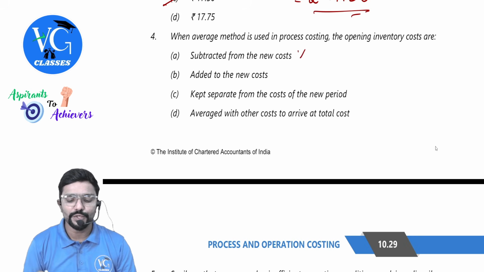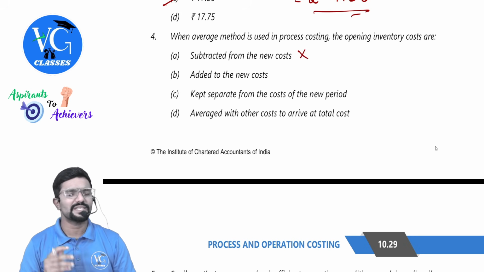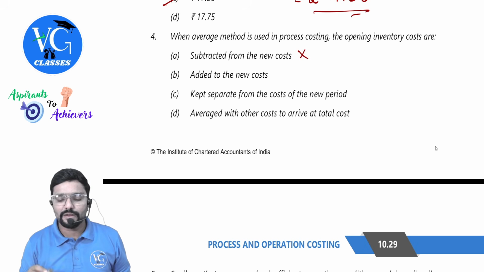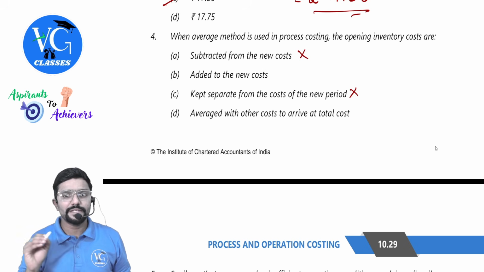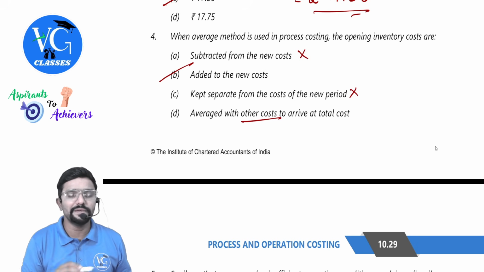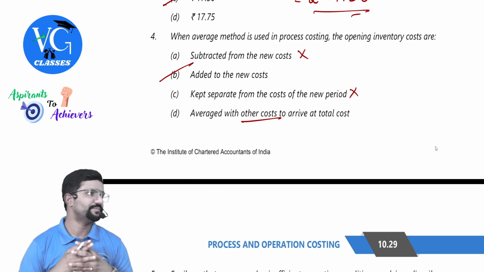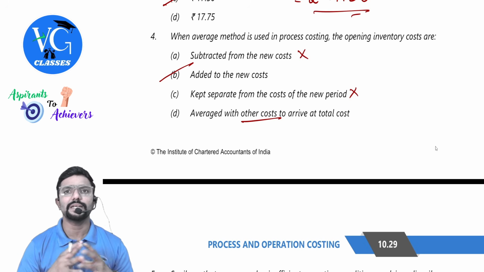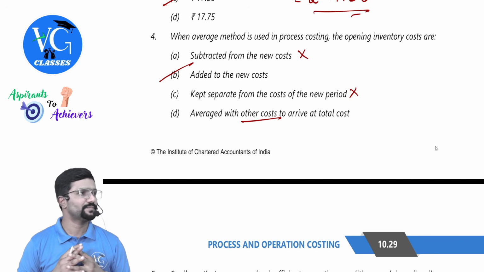Subtracted from the new cost? No. Added to the new cost. See, here new cost is nothing but current period cost. Kept separate from the cost of the new period? No. Averaged with the other cost to arrive at total cost. See, we are not sure about what is that other cost. So out of the given, what is the correct answer? B. Added to the new cost. Guys, here new cost is nothing but the current period cost.